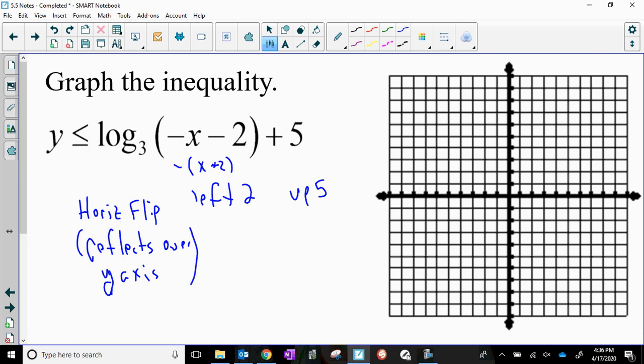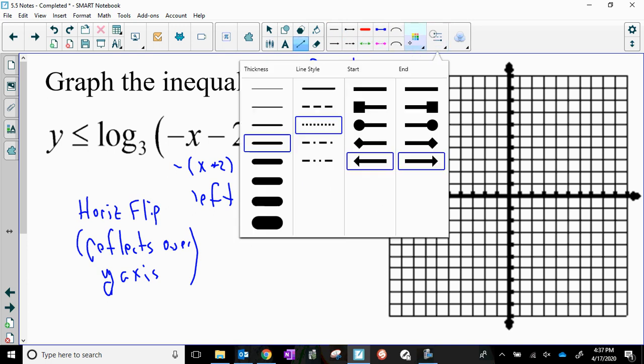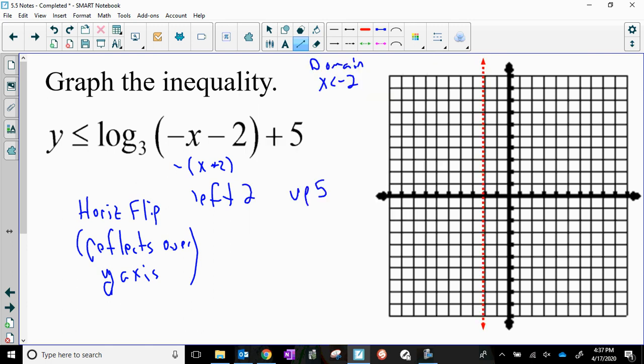You can do that. I know that my domain is going to be x is less than, because we got that negative, it's going to flip our inequality, and what makes this 0 is -2. So our vertical asymptote is going to be x equals -2. So I'm going to go ahead and graph that. And then I'm going to take my parent function and just flip it.